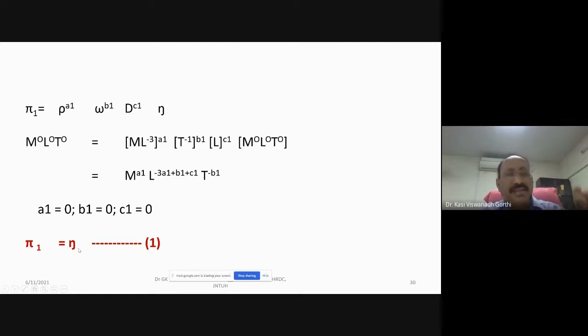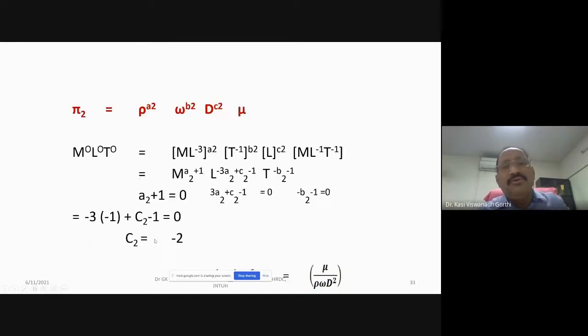This is what has been given while we listed out the outline procedure. What was listed there? If any of the terms is a dimensionless term involved in a physical phenomenon, it is going to be a pi term without following the procedure. Even if you don't follow the procedure, you can straight away say that pi1 is equal to eta.